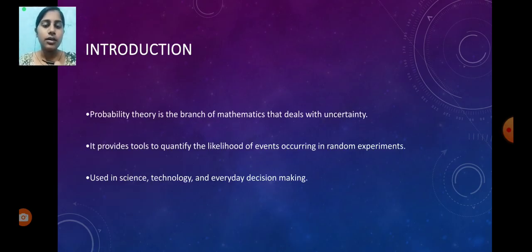Introduction. So, probability theory is a branch of mathematics that deals with uncertainty. It provides tools to quantify likelihood of events occurring in the random experiment. It is used in science, technology, and everyday decision making.